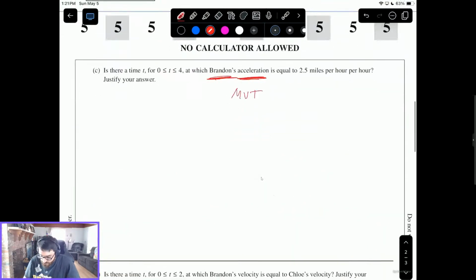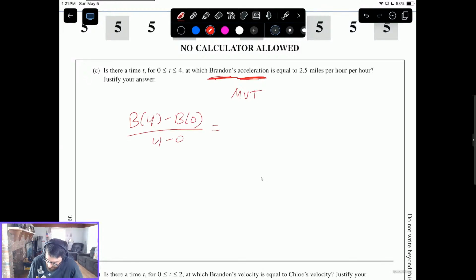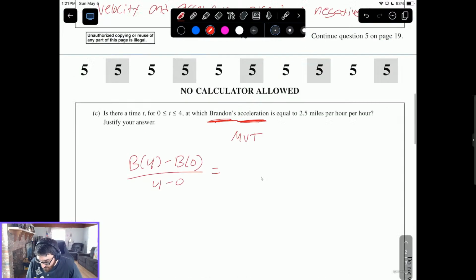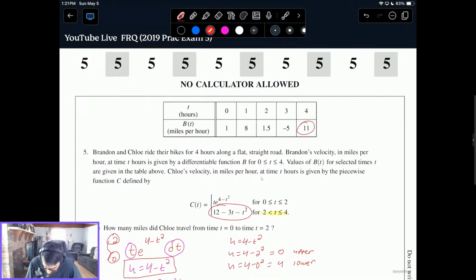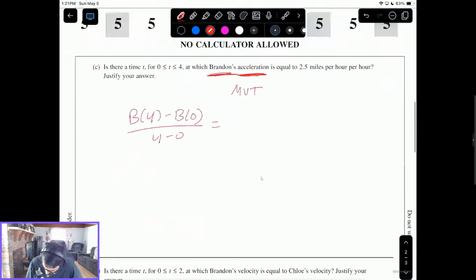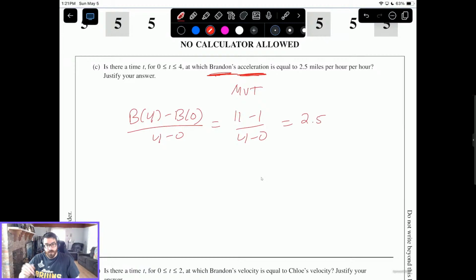Okay, guys, we're going to go ahead and try this. In order to do the mean value theorem, what I need to do is find the average rate of change from 0 to 4. What that means is I need to find Brandon's value of 4 in the table minus Brandon's value of 0 and divide it by 4 minus 0. For this to have worked, I'm hoping that this is equal to 2.5. Okay, so B of 4 is 11. B of 0 is 1. So this is going to equal 11 minus 1 over 4 minus 0, which is 2.5. Yes, right? You think to yourself when you're taking this exam, yes, I got 2.5. That's exactly what I needed for this mean value theorem to work.